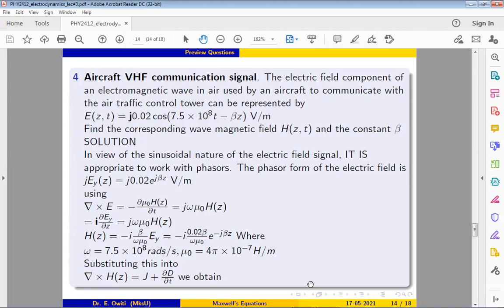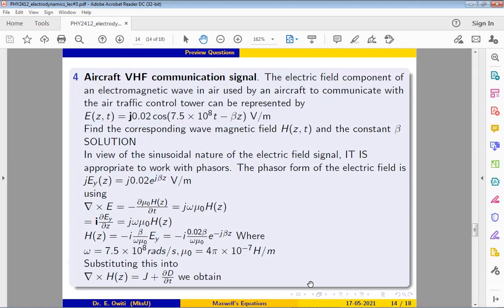So in view of the sinusoidal nature of the electric field signal, it is appropriate to work with phasors. If you remember your complex numbers, you can write a complex number in terms of x and y. You can write it in terms of cosine and sine. You can also write it in terms of e raised to power j theta. When you write it in that form, we call it the phasor form.